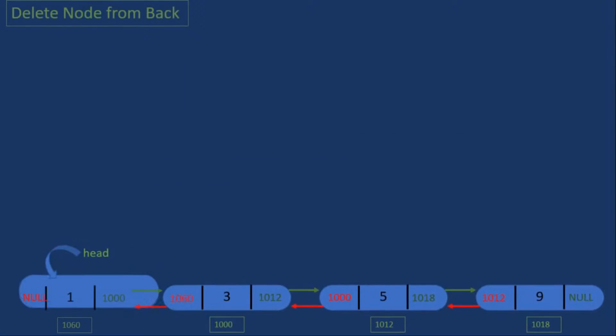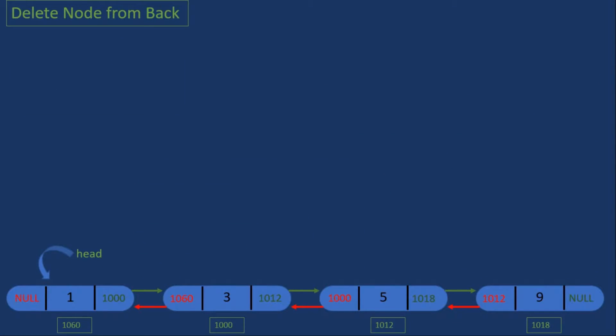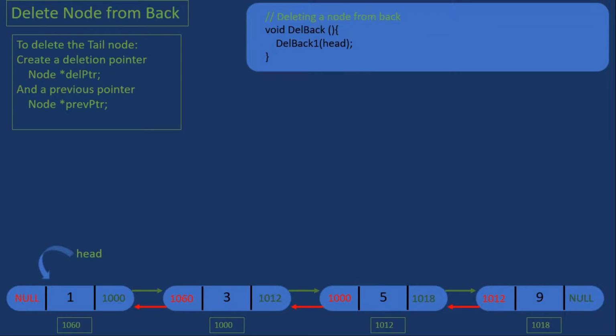And for the function that will delete a node at the back of a doubly linked list, we will create a function called del back, which means deleting a node at the back of a doubly linked list. This is also a void function and does not take any parameters. This function will only call another function, del back1, which takes in the head node pointer as an argument, and this function will do the actual deleting of the node.